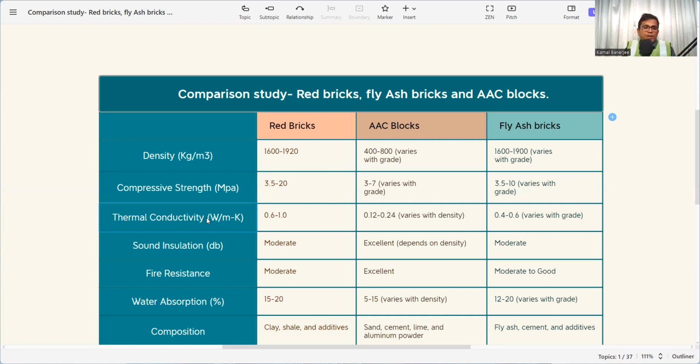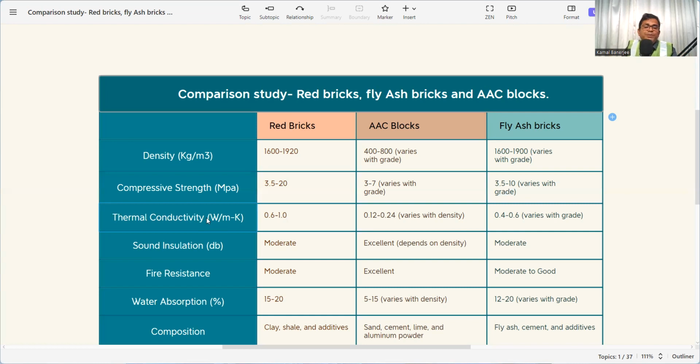And then compressive strength. The compressive strength of red bricks varies from 3.5 to 20, according to class designation or the specific codes. For AAC blocks it is 3 to 7, varying with grade, and for fly ash it is 3.5 to 10, varying with grade. Now, why do we use red bricks, why fly ash bricks, and why AAC?